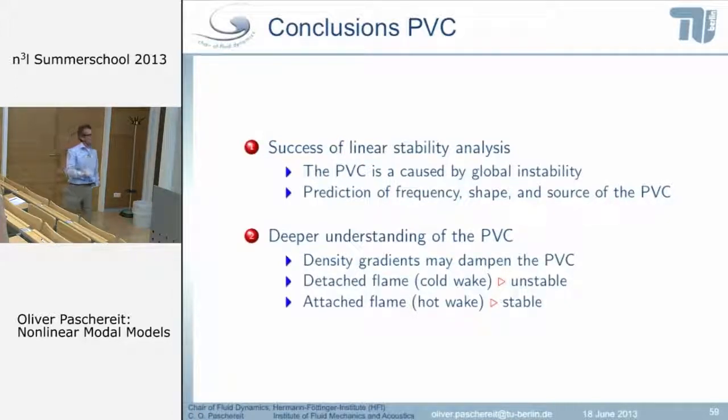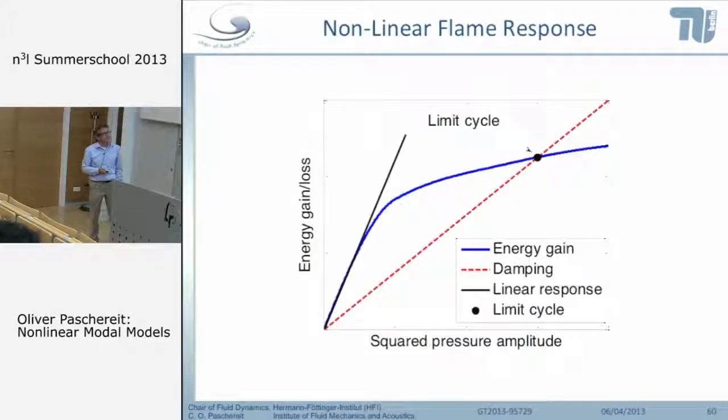So a number of results here for this specific case is that this precessing vortex core is caused by a global instability. We could use linear stability analysis to predict the frequency, shape, and the source of this precessing vortex core. And we see also that density gradients may dampen the precessing vortex core. And I showed you 2 different flames where this actually happened.